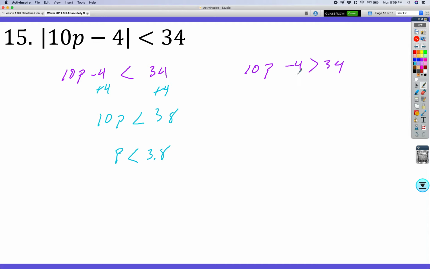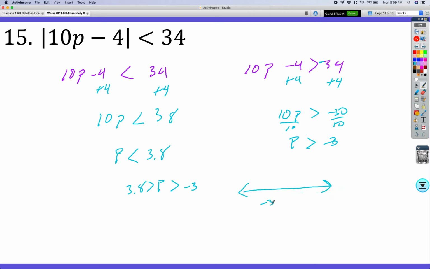And over here, I flipped the sign, did not make that negative. When I add 4 and add 4, I'm going to have 10p is greater than negative 30 to get p is greater than negative 3. Okay, so then this would look like p is greater than negative 3 and p is less than 3.8. Okay, number line, it would be a negative 3, 3.8, open circle, shade in between.